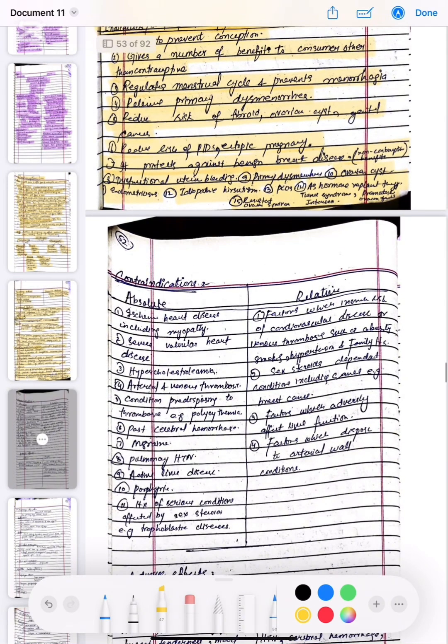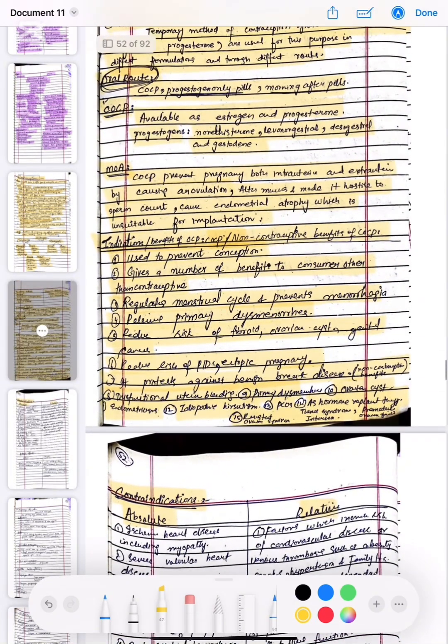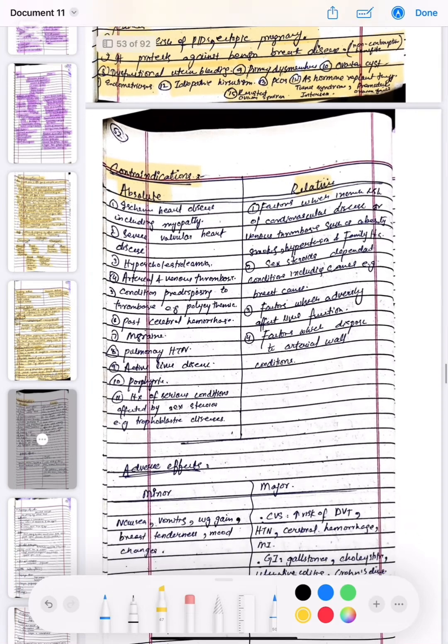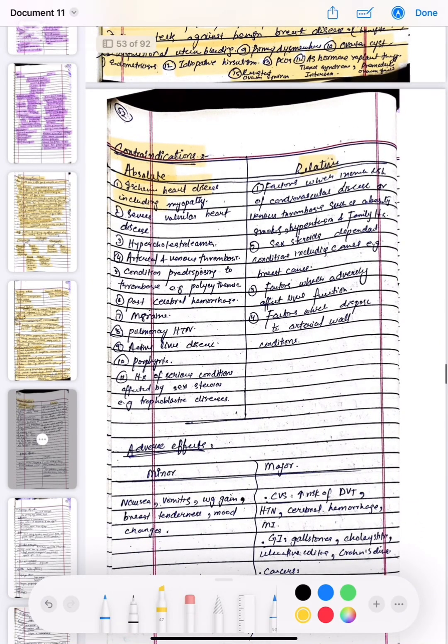The contraindications are absolute and relative. The absolute contraindications of the combined oral contraceptive pills are ischemic heart disease including cardiomyopathy, severe valvular heart disease, hypercholesterolemia, arterial and venous thrombosis, conditions predisposing to thrombosis, for example polycythemia, past cerebral hemorrhage and migraine, pulmonary hypertension, active liver disease, porphyria, and a history of serious conditions affected by sex steroids, for example trophoblastic disease.